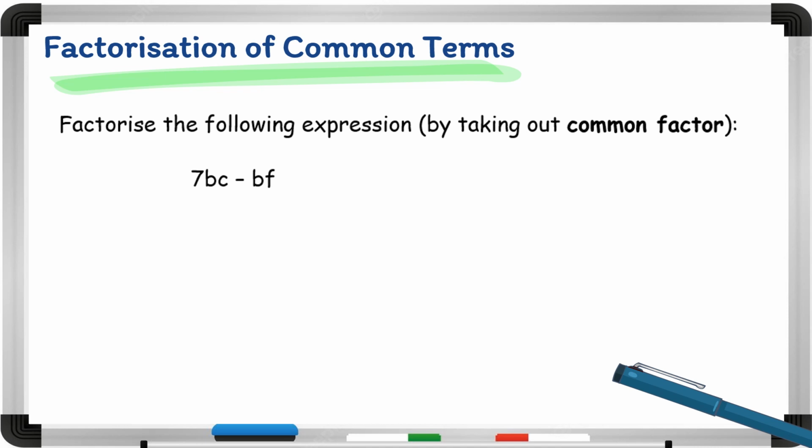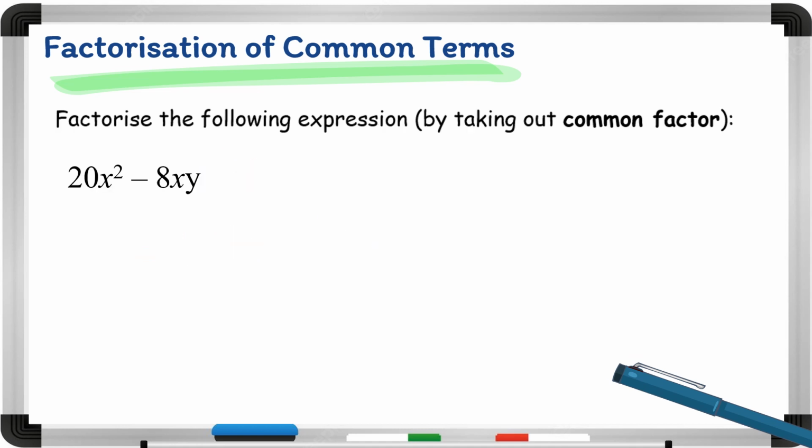So what are the common factors for this expression? We will circle out the common factors of each term, and in this case, it is only b. So to factorize out the common term, we will divide by b. 7bc divided by b is 7c. The operation is minus, and the next term bf divided by b is simply f. And that's the answer.